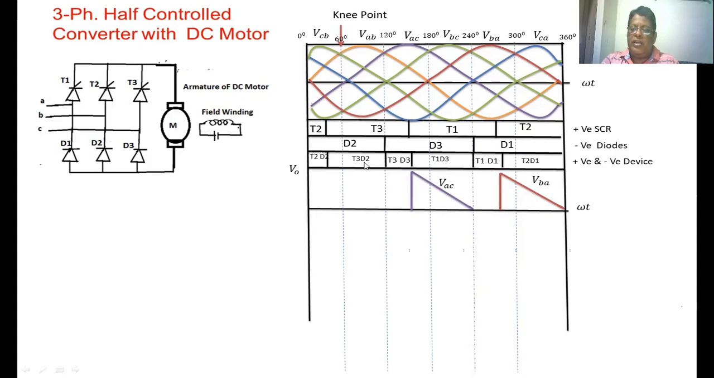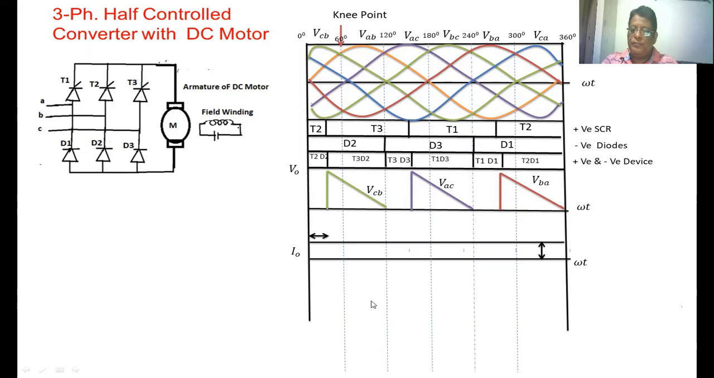T3 D2 is conducting, the output voltage becomes VCB. Go up and see the VCB voltage. You take up the same thing. This is the VCB voltage. So if the firing angle is more than 30 degrees in a half controlled converter, for some duration the load voltage becomes zero. There is a discontinuity in the output voltage, but the current is constant. We have taken the load current as constant.